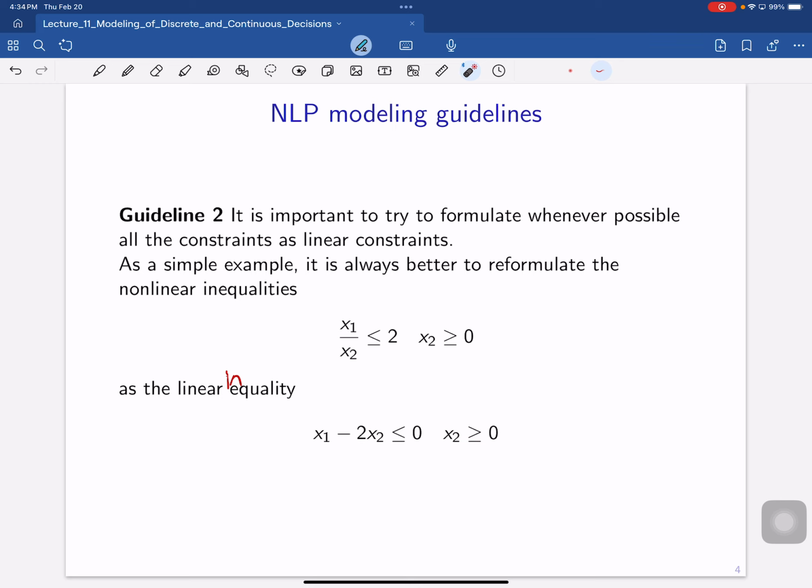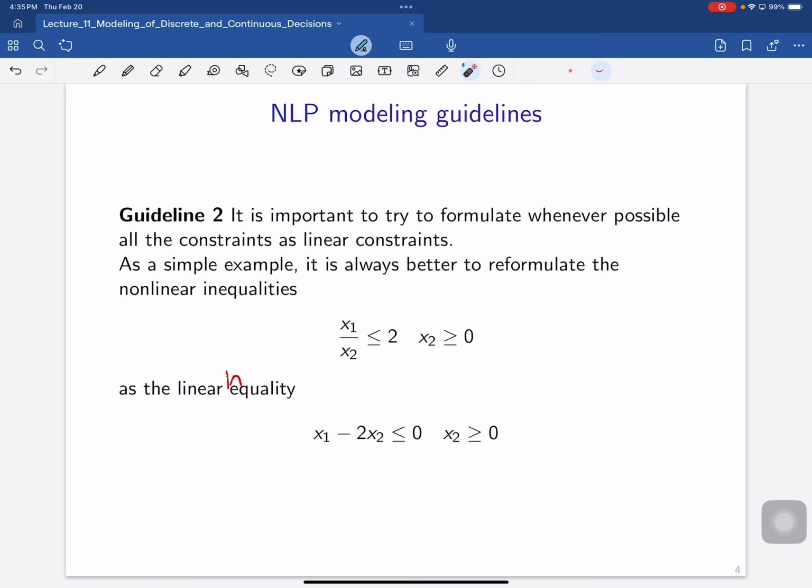Okay. Shouldn't we have x2 greater than 0, in terms of eliminating x2 divided by 0 from the original problem? Yeah, so you have x2 greater than or equal to 0. But we have x1 divided by x2, meaning x2 equals 0 is not feasible. Yeah, of course, x2 equals 0 is not feasible.